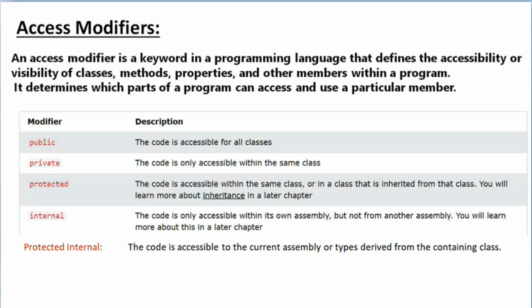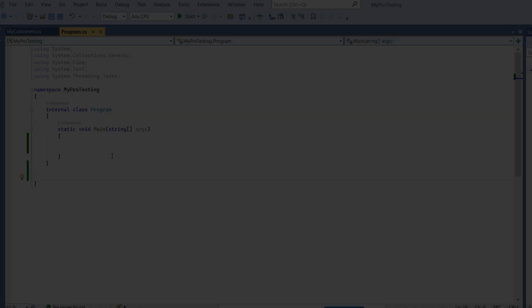We have basically five types of access modifiers: public, private, protected, internal, and protected internal. In this video, we'll understand the difference between public, private, and protected. Then in the next video, we'll learn what internal and protected internal are. So let's start by understanding the public, private, and protected members.